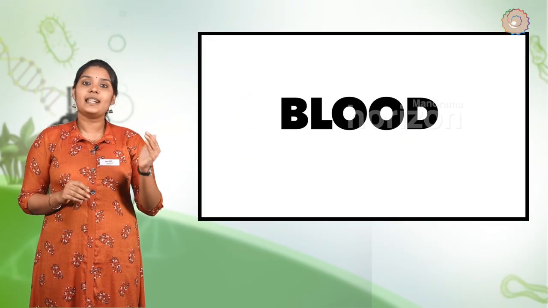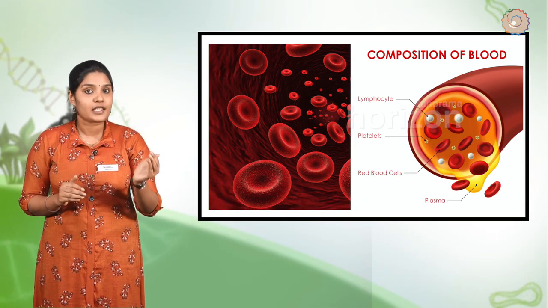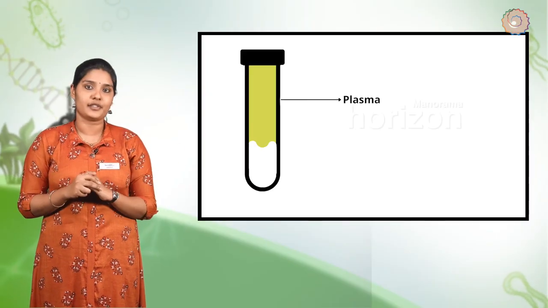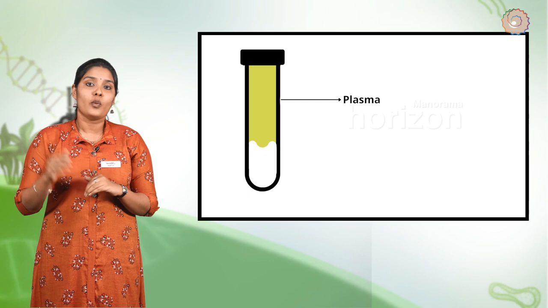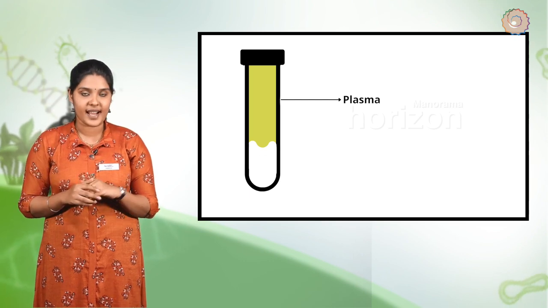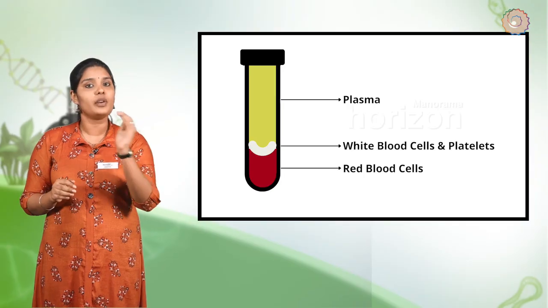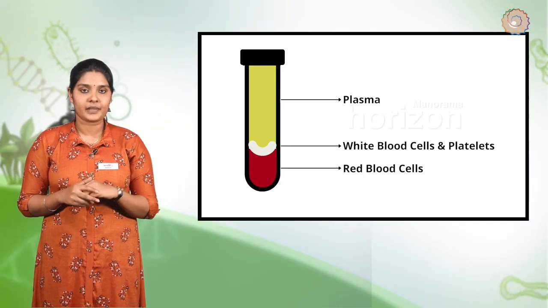Blood. Blood is a connective tissue. It is made up of blood cells, plasma, proteins and other minerals. Plasma is the fluid content of blood. 90% of the blood is made up of plasma. Various types of cells such as red blood cells, white blood cells and platelets float in the plasma. They constitute a solid part of the blood.